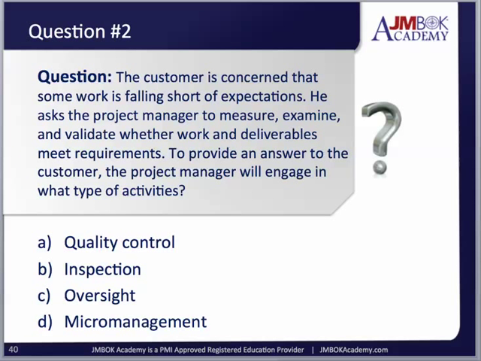Question number 2. The customer is concerned that some work is falling short of expectations. He asked the project manager to measure, examine, and validate whether work and deliverables meet requirements. To provide an answer to the customer, the project manager will engage in what type of activities? A, quality control, B, inspection, C, oversight, or D, micromanagement.